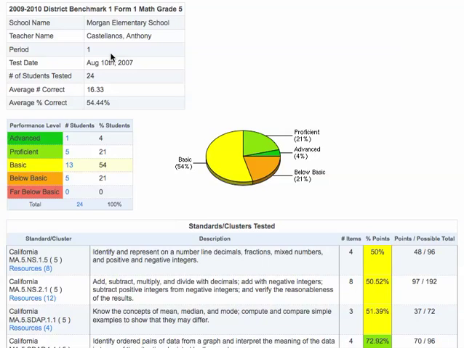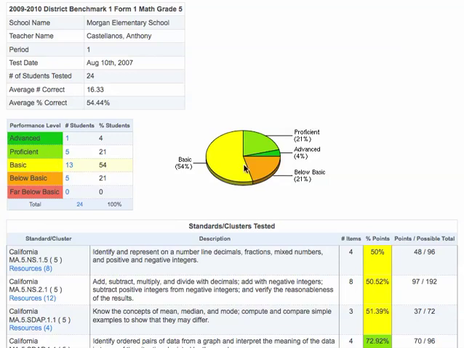1 is, how did his class do overall? 2, how are they performing on each standard? And the third part, he'll want his math test right in front of him to see how they did on each particular item.